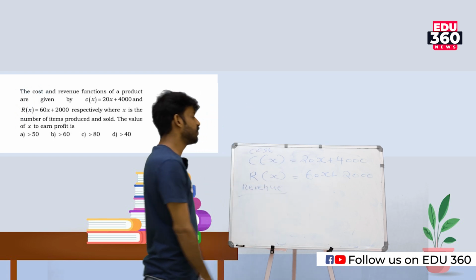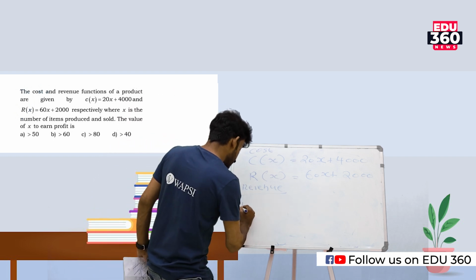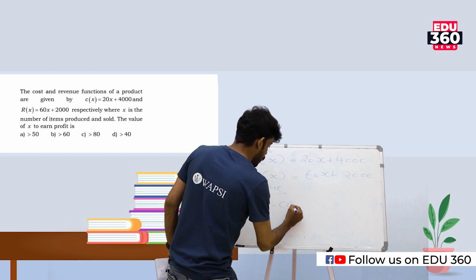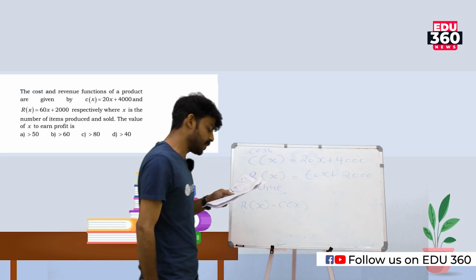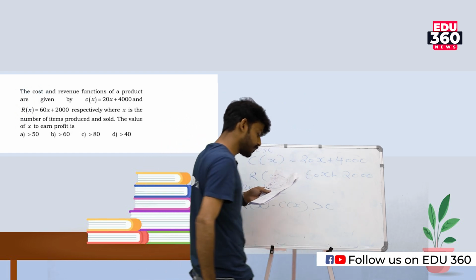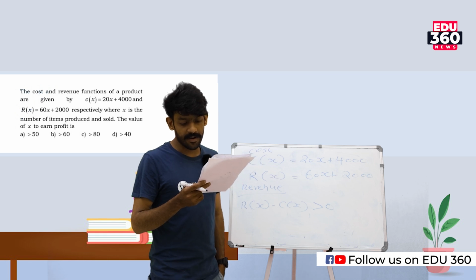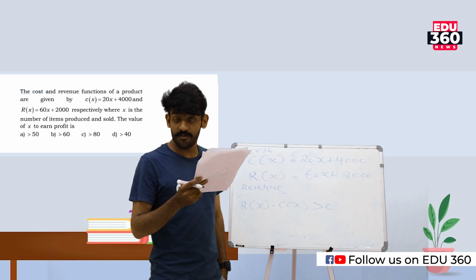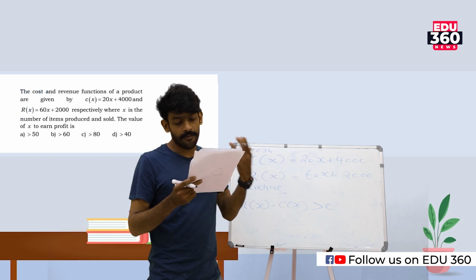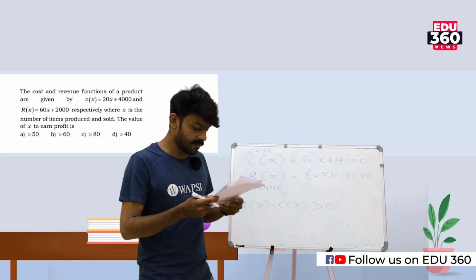This is for cost and this is for revenue. So hereafter we can write revenue R of x minus cost C of x, R of x minus C of x greater than 0. It's given that x is the number of items produced and sold. So the value of x to earn profit is, that is R of x minus C of x, greater than 0.